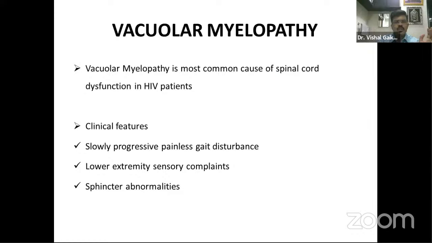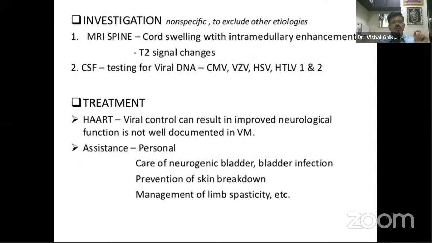Vacuolar myelopathy is the most common, with typical clinical features like slowly progressive muscle weakness, lower extremity sensory complaints, and sphincter abnormalities. MRI spine will show cord swelling in the early stage and cord atrophy in later stages. You just have to exclude other causes of myelopathy like CMV, VZV, and HSV. Treatment-wise, you continue HAART and other symptomatic management for the myelopathy.